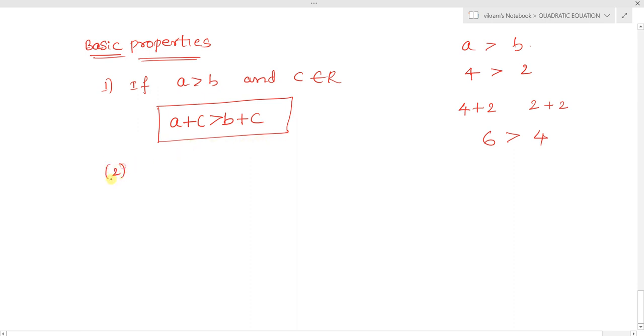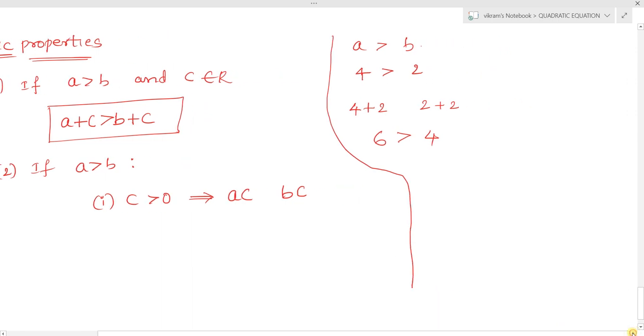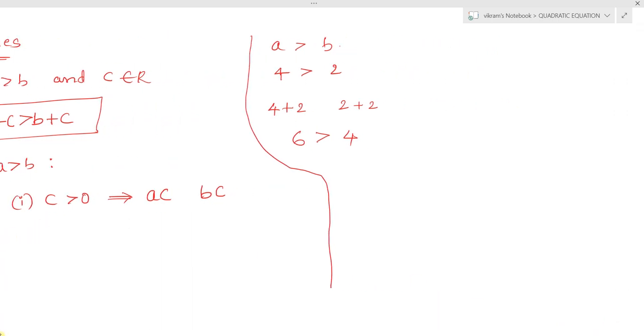And the next one is: if A is greater than B, and C is any real number. The first case is C greater than 0. If C is greater than 0, then what happens to the inequality by multiplying by the same number? A is multiplied by C and B is also multiplied by C. Then what happens over here? Whether the inequality changes or not, we need to consider. Now tell me.